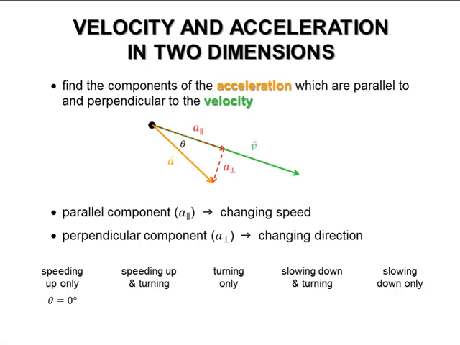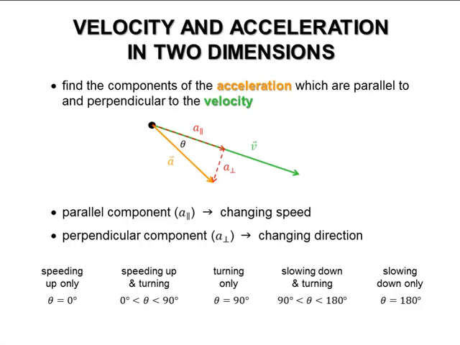The acceleration and the velocity will be in exactly the same direction. If it's speeding up and turning, which is the case in the figure, then the angle will be somewhere between 0 and 90. If it was turning only with no change of speed, so there was only a perpendicular component, the angle would be 90. If it was slowing down as it turned, then the angle would be somewhere between 90 and 180. And finally, if the angle was 180, so that the velocity and the acceleration are all along the same line but in exactly opposite directions, then it would be slowing down only.